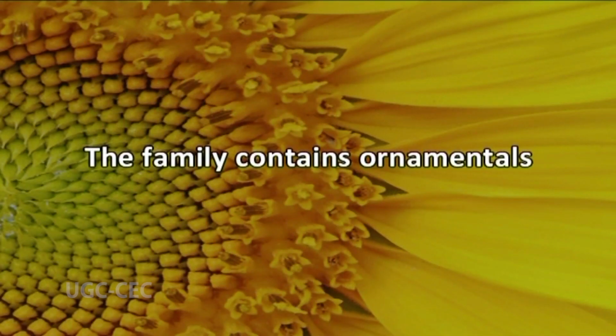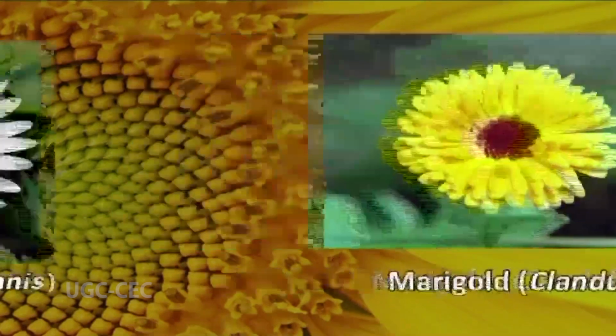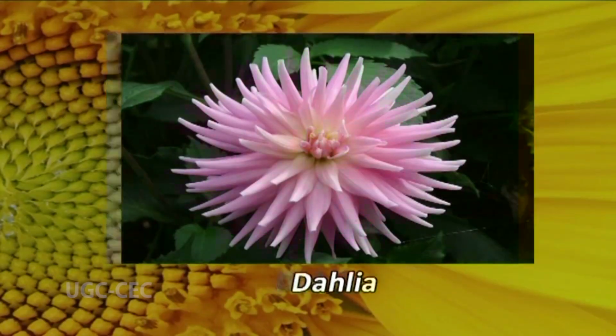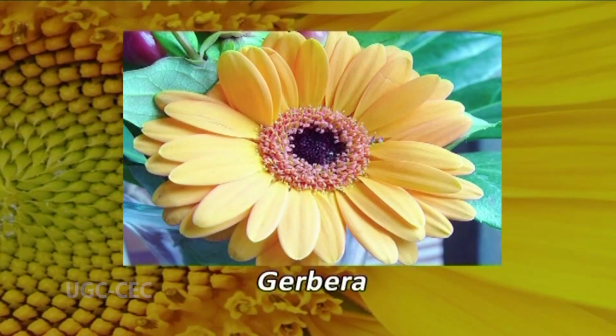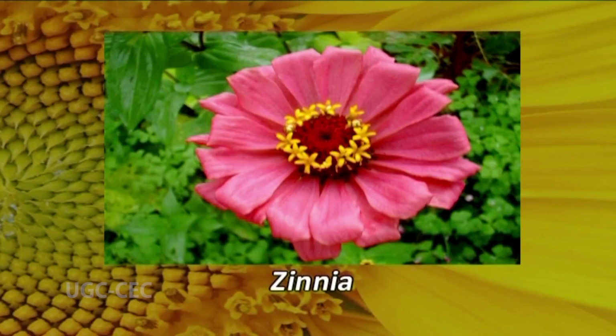The family Asteraceae, it contains many celebrated ornamentals. We can name them like marigold, daisy, chrysanthemum, dahlia, gerbera, tagetes, zinnia, and many others, number of plants that are grown as ornamentals in our gardens and parks.